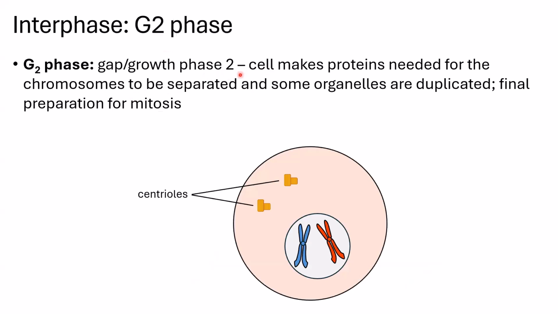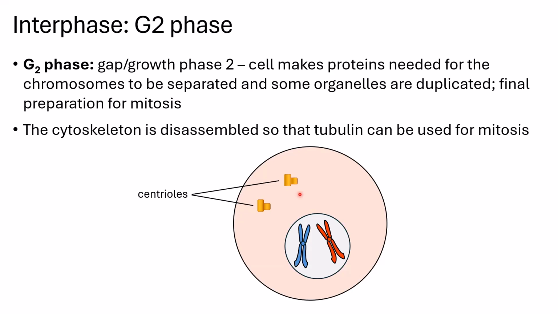The G2 phase stands for gap or growth phase 2. At this point, all the chromosomes should be completely duplicated. This is another phase for preparing and sometimes also further growth. The cell begins making proteins that will allow it to separate the chromosomes into each cell later on. Some organelles, such as the centrioles, are also duplicated. The cytoskeleton gets disassembled so that the tubulin can be used for mitosis.